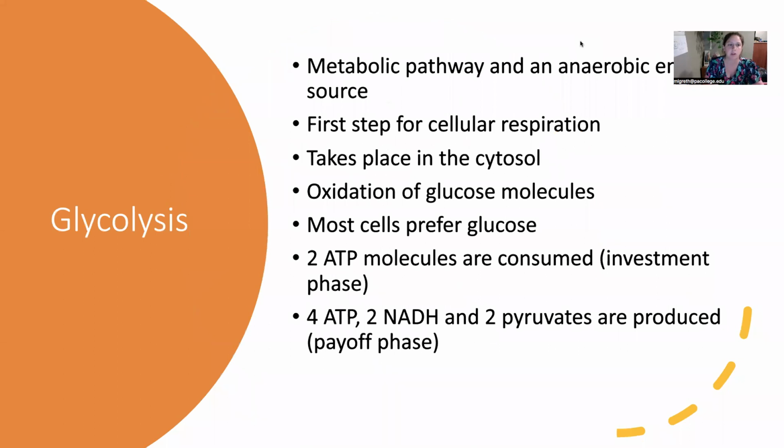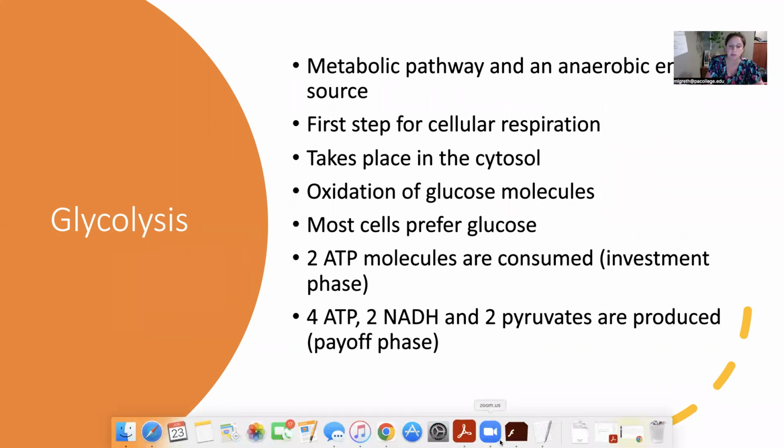So first, let's go over what glycolysis is. Glycolysis is a metabolic pathway and an anaerobic energy source. This can also be used for aerobic energy source. It's the first step in cellular respiration. It does take place in the cytosol. It is the oxidation of glucose molecules. Glucose is the most crucial organic fuel molecule for plants, microbes, and animals. Most cells do prefer glucose. Of course, there are always some exceptions.